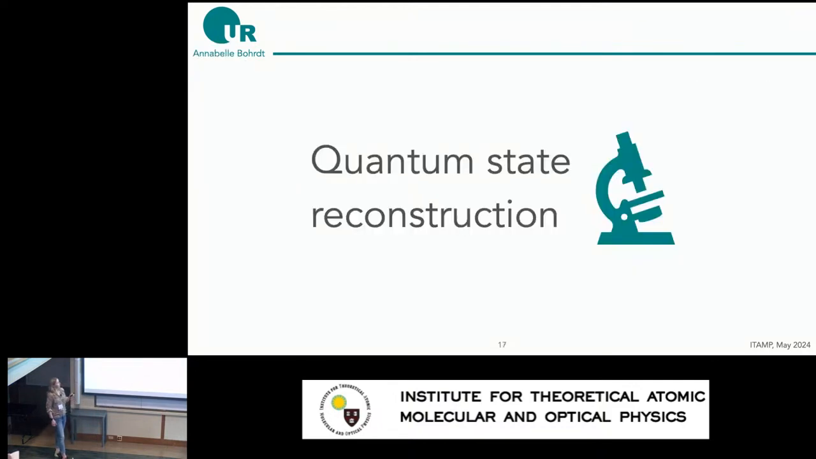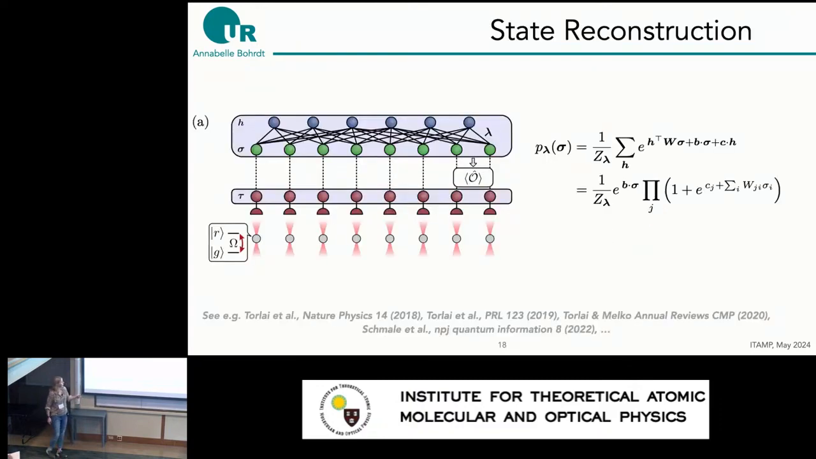Okay, so the second thing that I wanted to tell you about is quantum state reconstruction. So that means that now, instead of searching for the ground state of a Hamiltonian, you have data from, for example, an experiment, and you try to get your neural network to represent the quantum state from which this data originally came. And this is something that has been done.